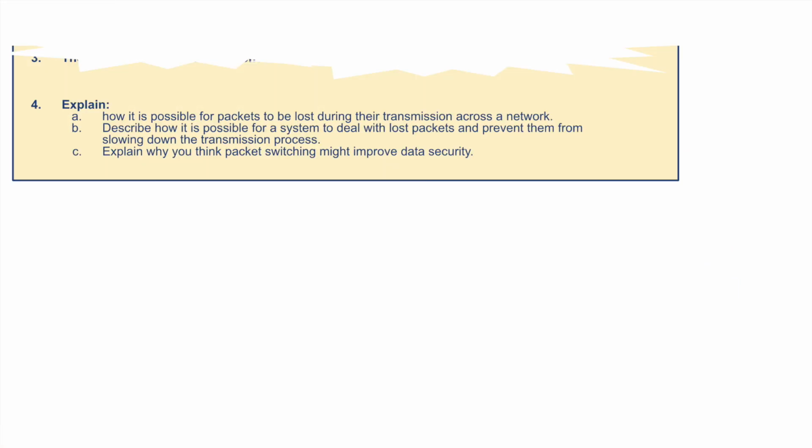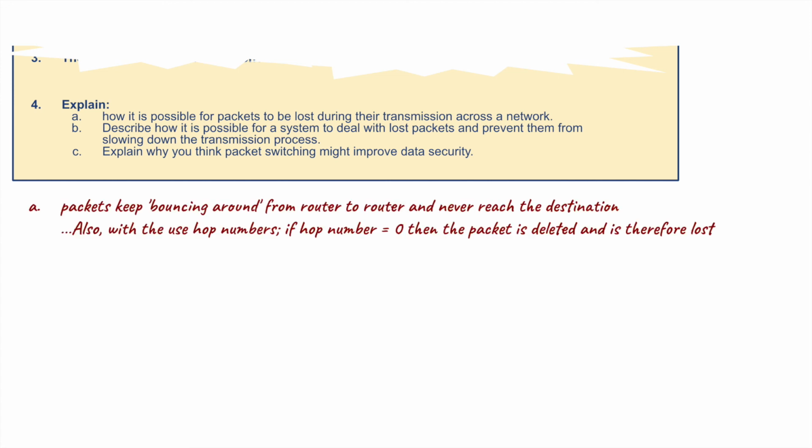Question 4, explain how it is possible for packets to be lost during their transmission across a network? Well, if we look at this, packets keep bouncing around, as we've seen in the previous questions, from router to router and never reach the destination. Also, with the use of hop numbers, if hop number equals 0, basically it's gone down to 0, the packet is deleted and is therefore lost.